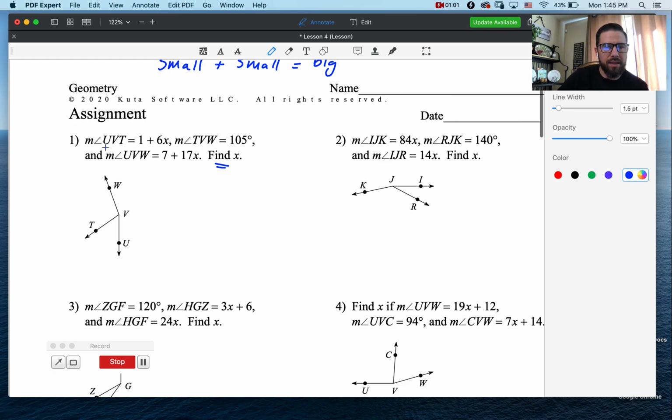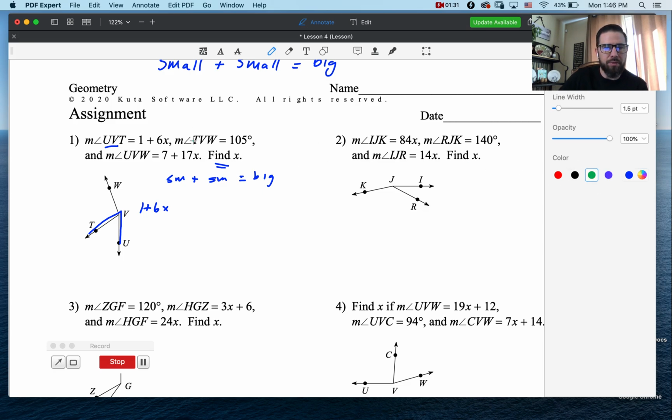Now, UVT. So from U to V to T, that's a small angle. That's a piece. Piece plus piece equals whole. So we're going to put that one first, and I'll even put small plus small equals big. I'll put that there on every problem. Well, we said UVT is small. So that's 1 plus 6x. So I'm going to write 1 plus 6x.